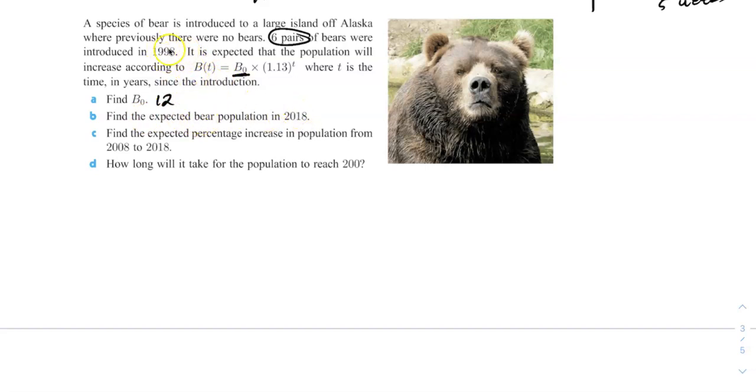So they introduced in 1998. 2018 will be 20 years later. So all I'm going to do for B is figure out B of 20. So it'll be 12 times 1.13 to the 20th power. I'm going to type that into our calculator.